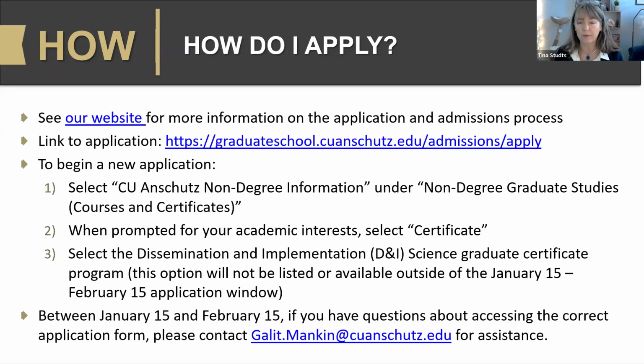But basically, if you go to our website, you will find the link to the application. There are instructions that Jordan has compiled for how to find the right application. This is an online course, but we're not listed with the online courses. So if you encounter frustration about finding the correct application, you're going to go to non-degree graduate studies, you're going to say certificate, and then the D&I certificate program will pop up. You can't see it today because it doesn't show up until the applications are open on January 15th. Every year we have people who can't find it. So if you can't find it, just email.